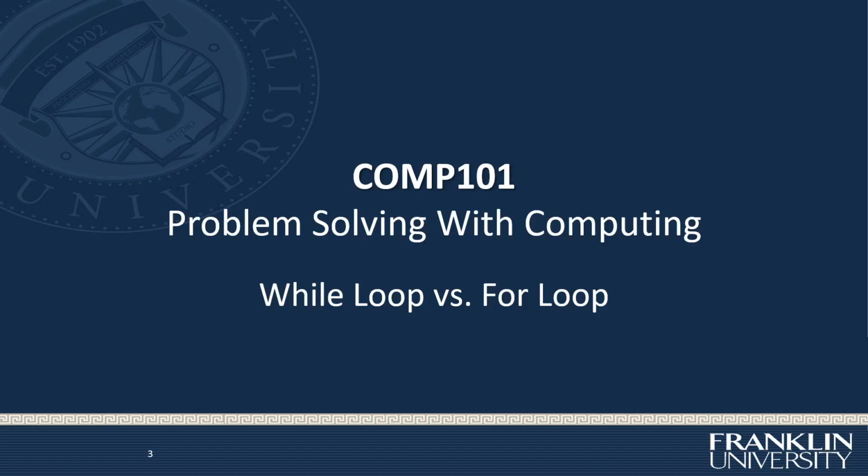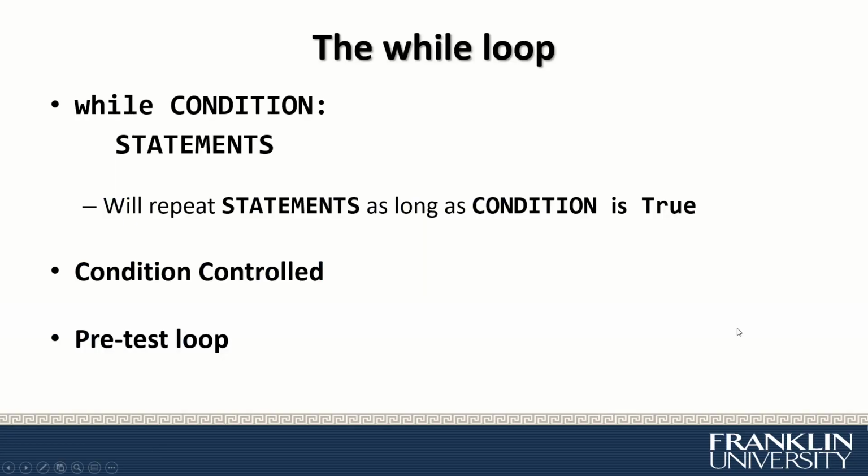Hi, in this lecture, I am going to compare and contrast the while loop versus the for loop. You have seen both while loop and for loop in action now. The way the while loop works is, while some condition, it will repeat the statement as long as the condition is true. While loop is a condition control. While loop continues as long as the condition is true, and it is a pre-test loop because we test the condition in the beginning of the loop.